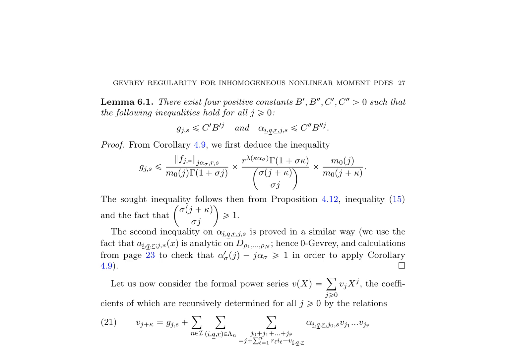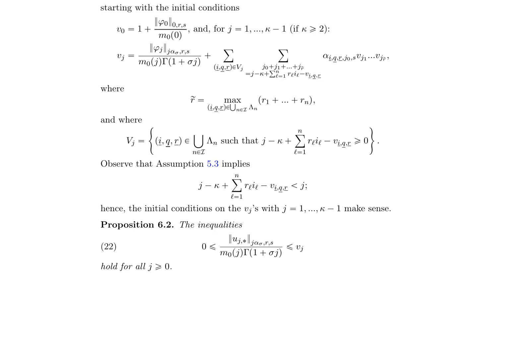A critical proposition is then presented, which establishes the inequalities 22 for all j greater than or equal to 0. This proposition is essential in proving the Gevrey regularity of the solution to the inhomogeneous nonlinear moment PDEs. The inequalities 22 are a fundamental component of this proof, as they provide a bound on the growth of the coefficients g_{j,s} and alpha_{i,q,r,j,s}.